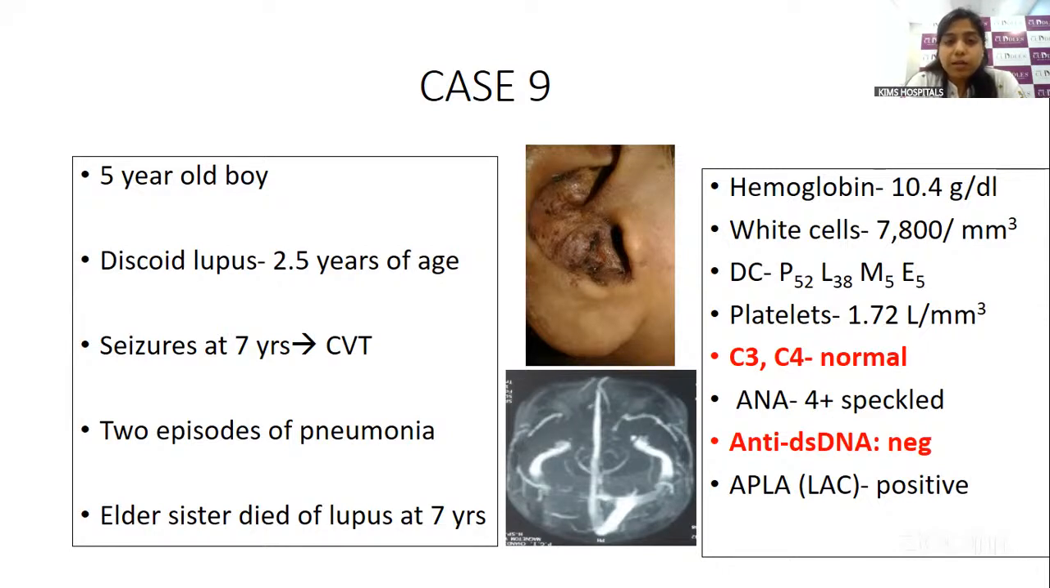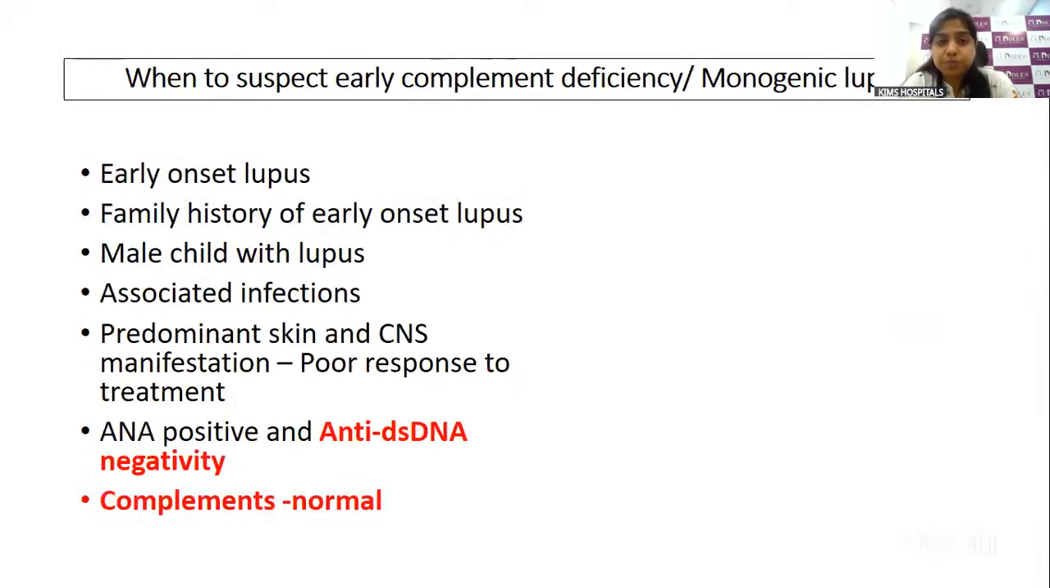On investigation, even though the hemogram was normal, the thrombocyte count was a little on the lower side. We did complement levels, and they were normal. ANA showed 4+ speckled, anti-dsDNA was negative, and APLA antibody was positive. From this rheumatologic investigation, I want everybody to remember that the child has ANA positivity but dsDNA negative. But that doesn't rule out the child as having lupus. This is a classical feature of monogenic lupus. Many monogenic lupus patients will have a negative dsDNA. Sometimes the complements can be normal also, based on where the deficiency is.